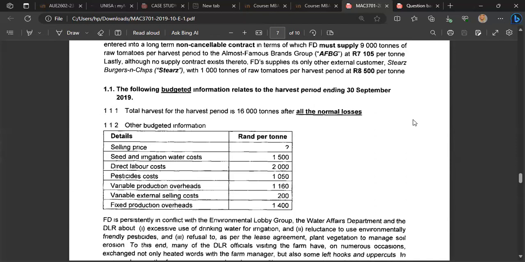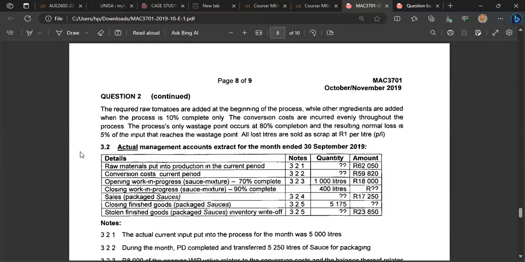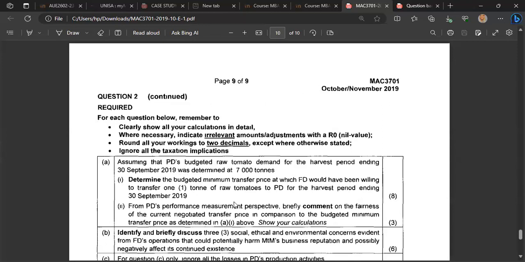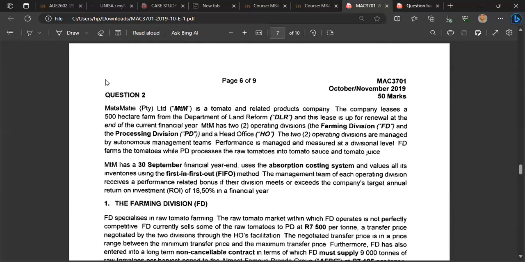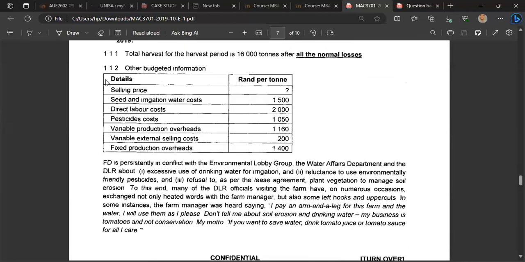What is their unit or unit measurement? So normally you can get this on the top there, which is per ton. So which means 1 unit is 1 ton, right? Then maybe you can check and see the consistency there on the question. And C, determine the budgeted minimum transfer price of which FD will be willing to transfer 1 ton. So which means we are dealing with per ton, right? We are dealing with per ton. Okay.